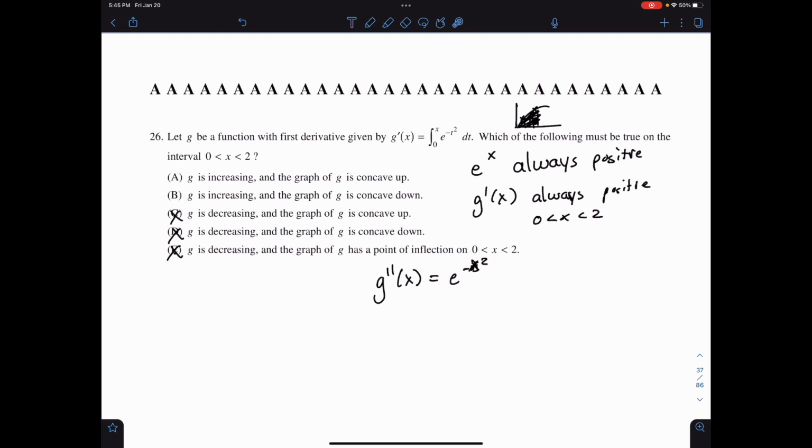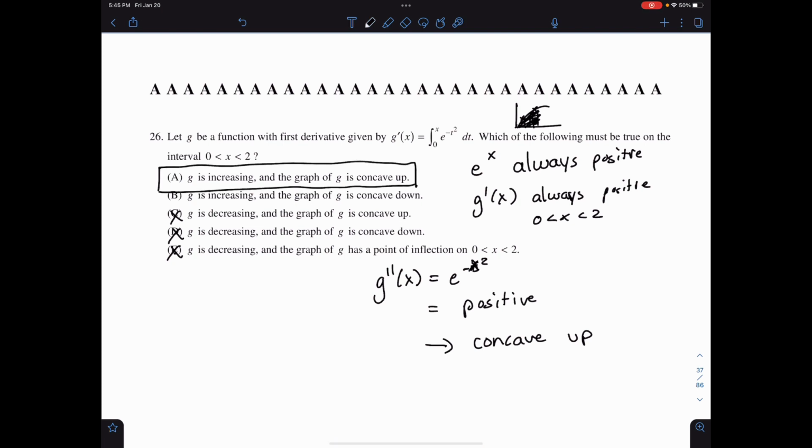So that tells us that this is positive. And whenever the second derivative is positive, this means that it's concave up. So the answer here is A.